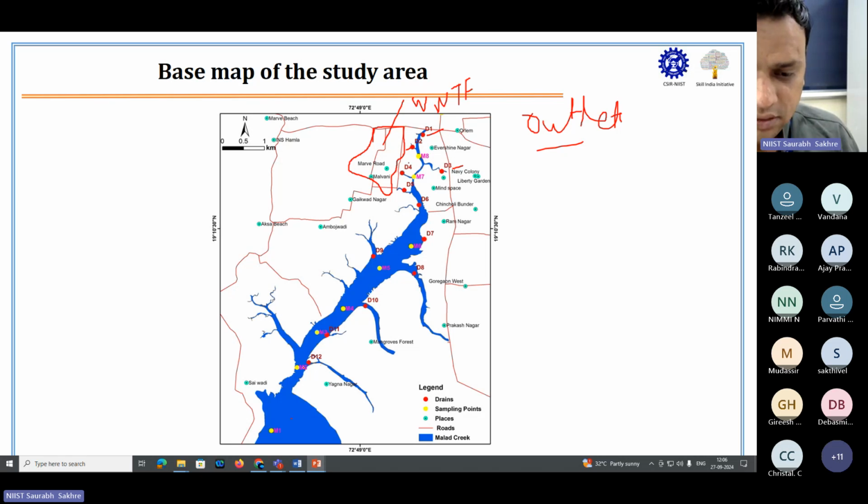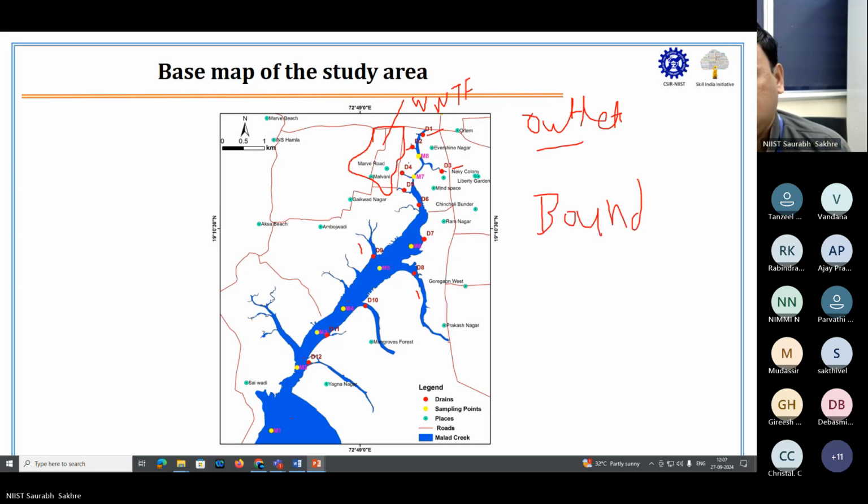So this M1, M2, M3, M4 and M5 and up to M8 are my sampling points, and these red dots are drains. So my job is to see these drains are also contributing, right? And if there is a treatment plant, it will treat the water and it will also discharge the waste here. Then what will be the impact? Now, what is the role of remote sensing here? The biggest role of remote sensing here is to give the proper boundary condition.